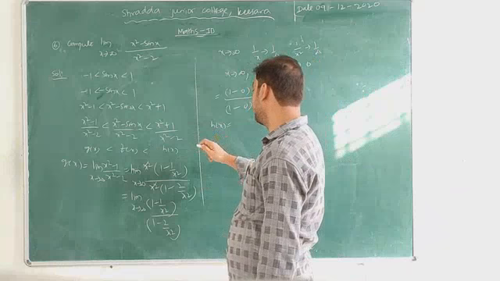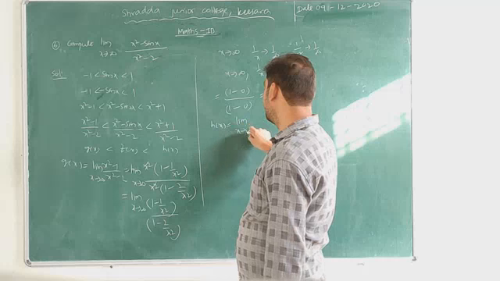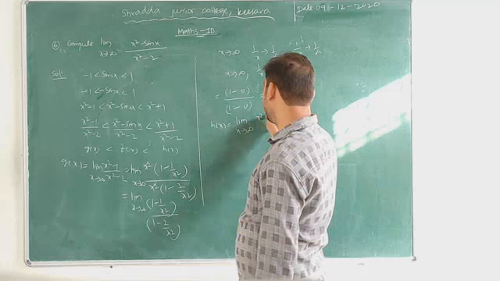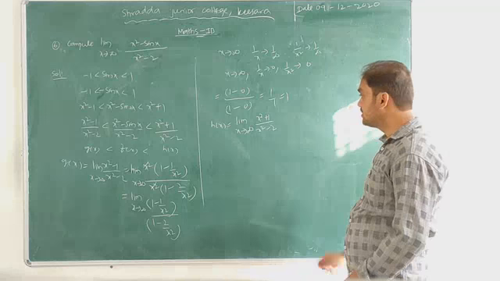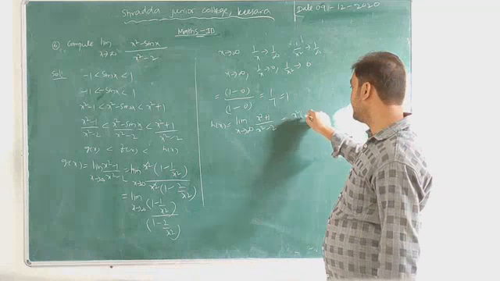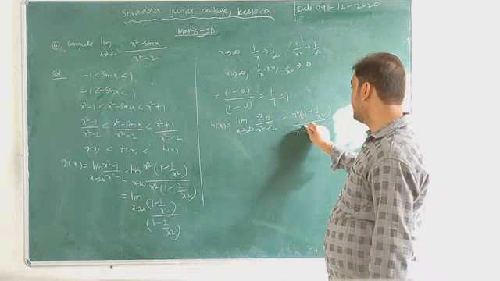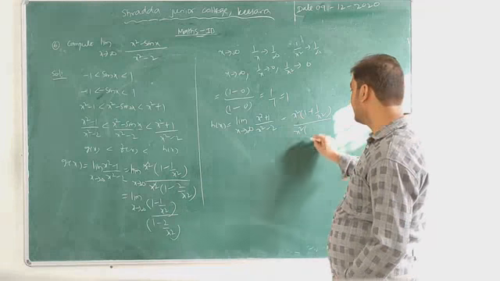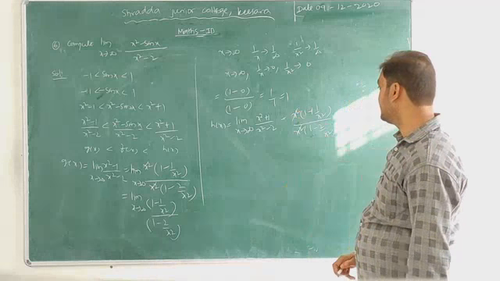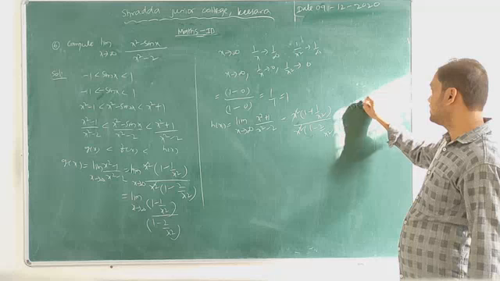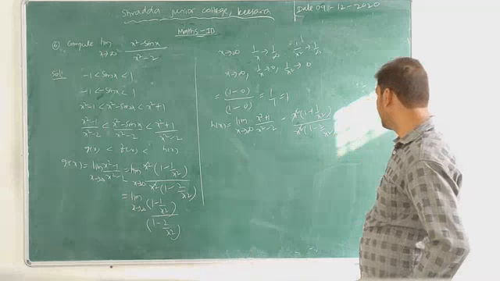Next, what is h of x? Limit x tends to infinity, x square plus 1 by x square minus 2. Now here x square we are getting common, then 1 plus 1 by x square. The denominator is also x square we are getting common, then 1 minus 2 by x square. x square gets cancelled. Then 1 plus 1 by x square over 1 minus 2 by x square.